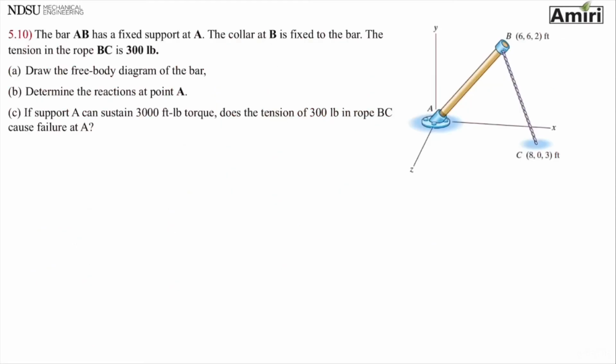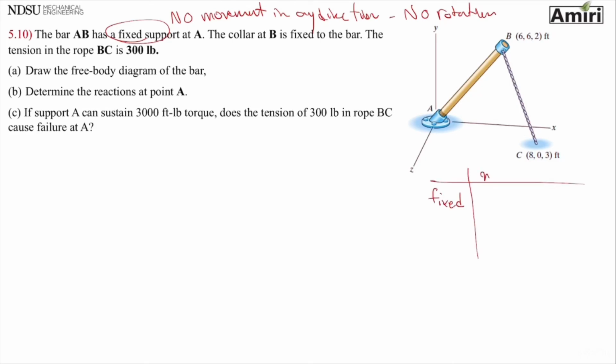I have another example just like this one for you to figure it out. So I'm going to go through this one much quicker. Okay, so the bar AB has fixed support at A. Fixed support, no movement in any direction, no rotation in any direction. So when I do the table for fixed support, X, Y, Z, MX, MY, MZ, they're all going to be no.